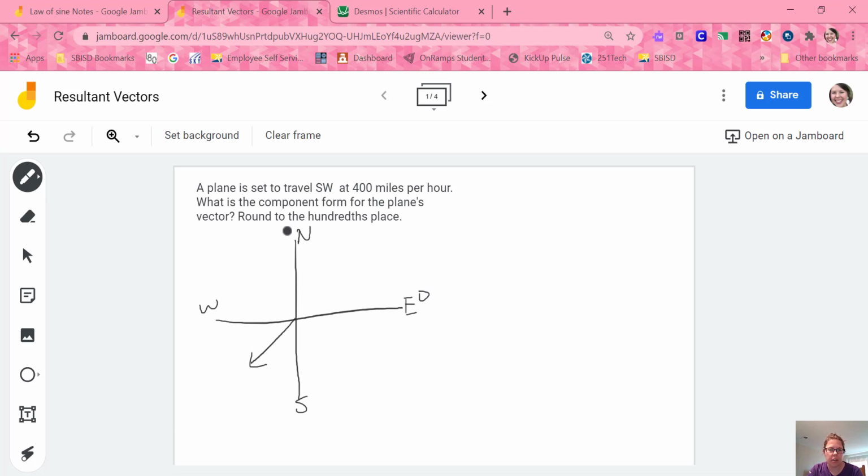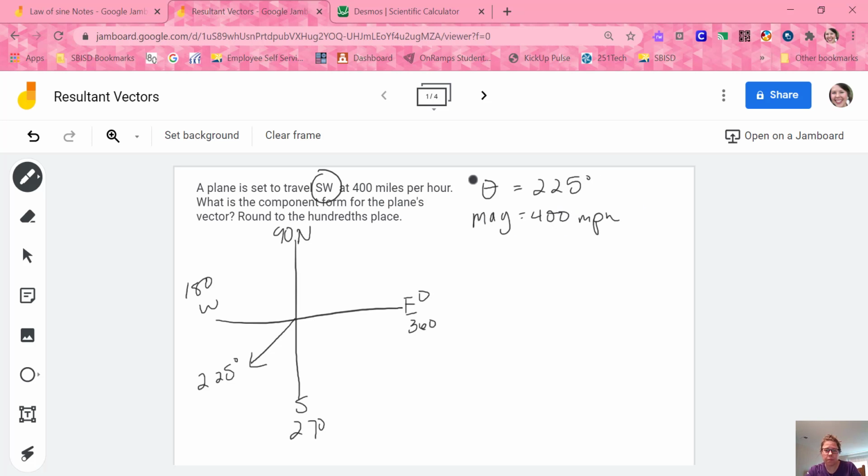If east is 0, 90 is north, 180 is west, 270 is south, and 360 is east. Halfway in between south and west would be 225. And so my direction here is 225 degrees. We have to think about it in terms of degrees, because southwest isn't really helpful for me here. And then our magnitude is 400 miles per hour.